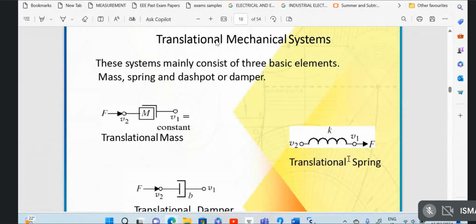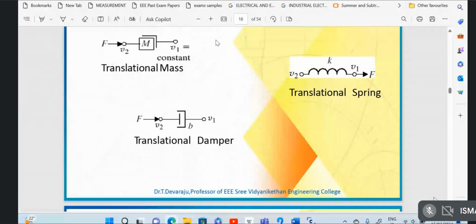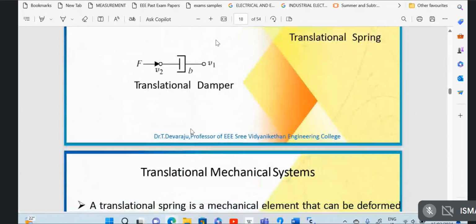Then we also have the spring, which has a constant and is based on force. The dashpot also comes into play. Sometimes you can call it a shock absorber. And at the same time, we have force on it.